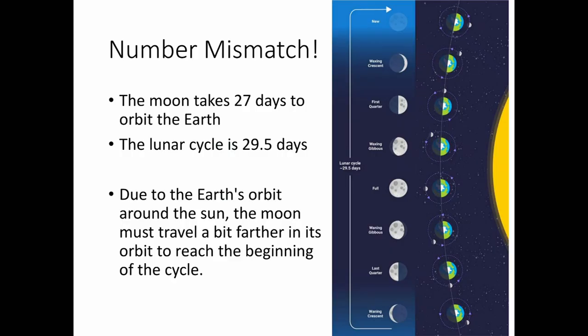So if the Earth wasn't going around the sun, then the time it takes the moon to orbit the Earth and the lunar cycle would be the same number. But because the Earth is also moving around the sun, the moon has to catch up for 2.5 days to get back to the new moon. So that's why there's this mismatch.